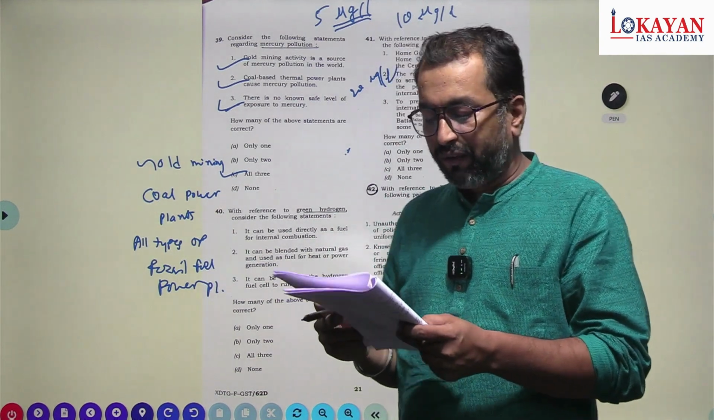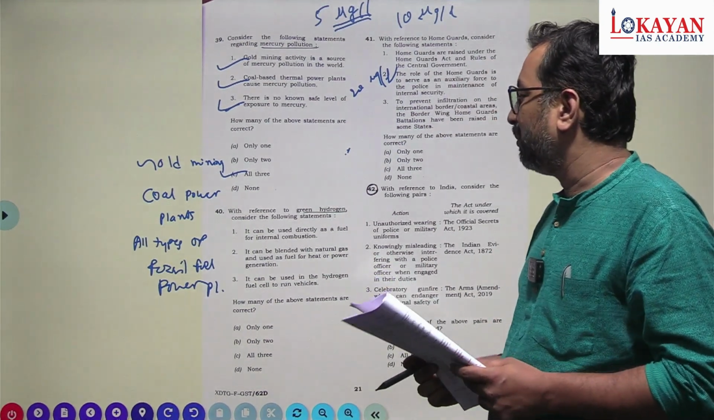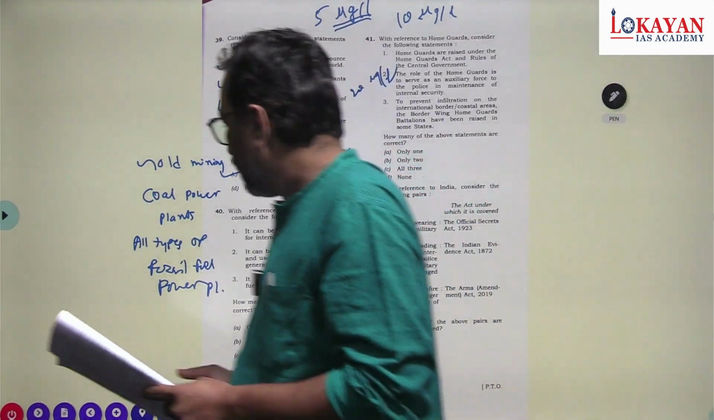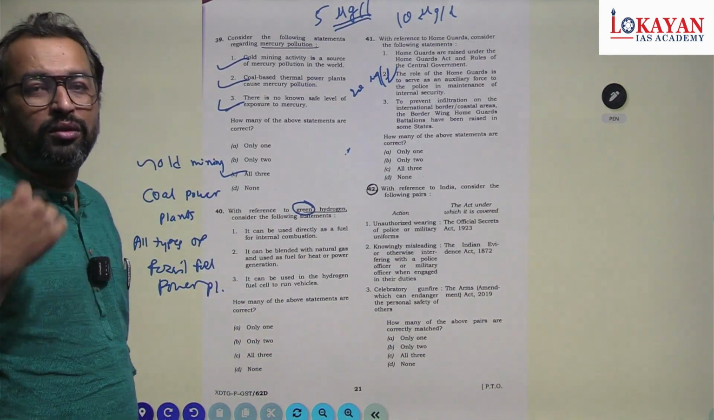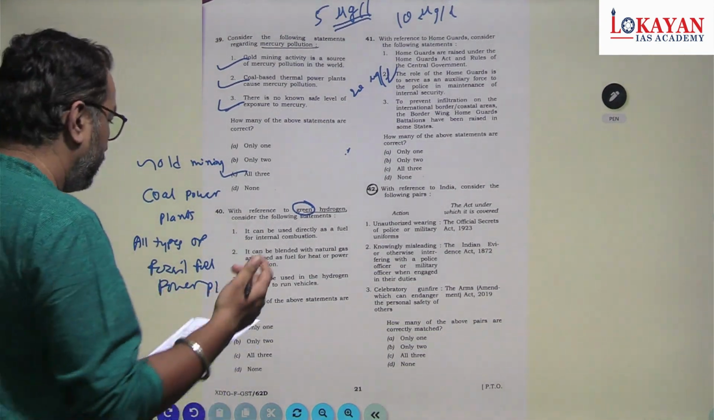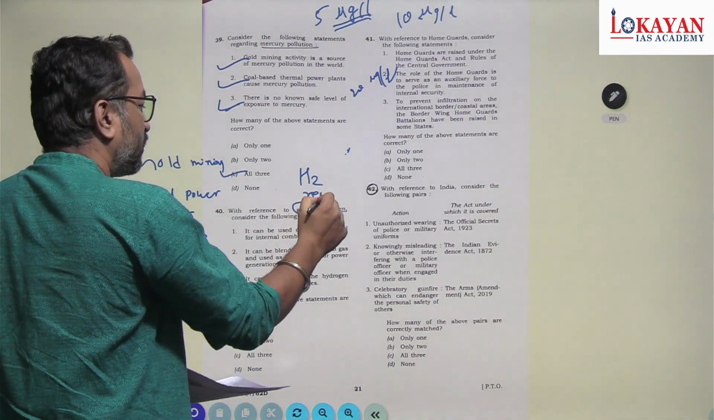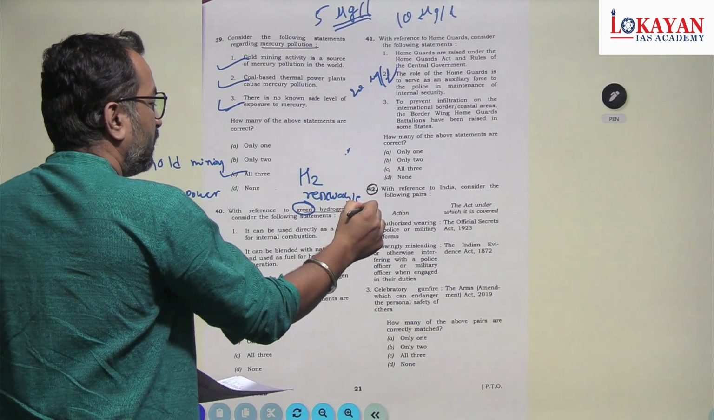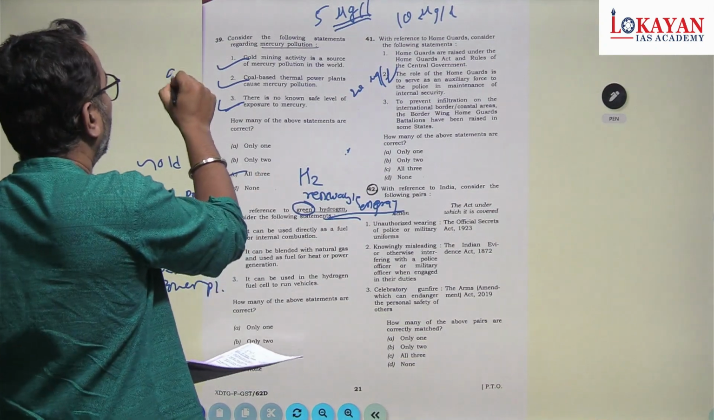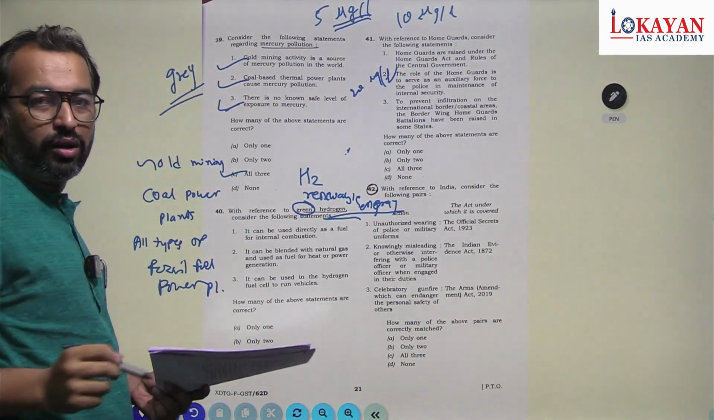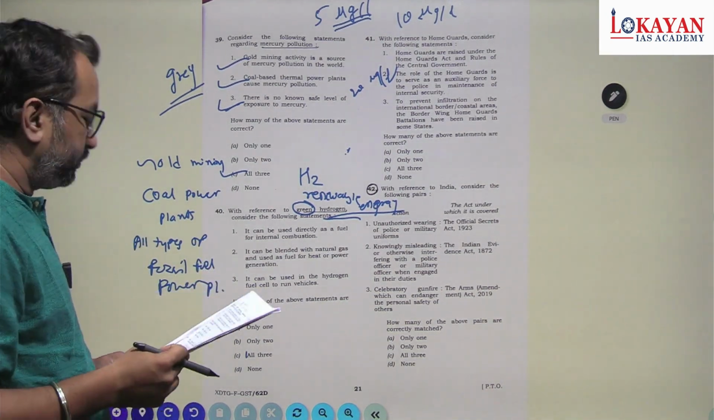Question number 40. With reference to green hydrogen, consider the following statements. What do you mean by green hydrogen? In itself, it has the word green. That means it has been produced sustainably. So the hydrogen which is produced from renewable energy is called green hydrogen. There is also gray hydrogen. What do you mean by gray hydrogen? It is a hydrogen which is produced by vaporizing the natural gas, right?